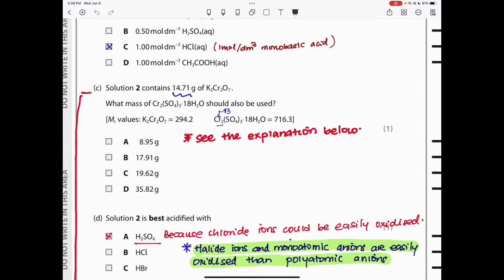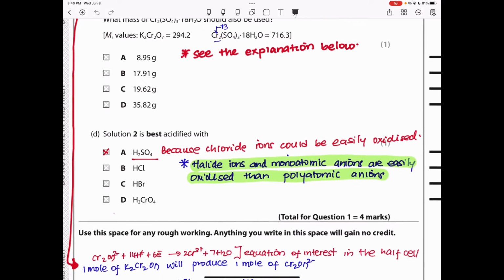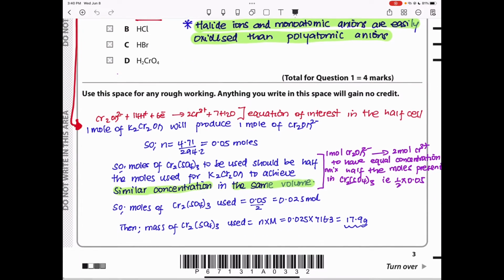So we go to the next part. Solution 2 contains 14.71 grams of potassium dichromate. This is solution 2 in the dichromate chromium 3 half cell. Then they ask what mass of chromium 3 sulfate, and they give you the number of moles of water, should be used in here. This is kind of a tricky question for some students, so I did my explanation down there below. All we need to know is the equation for the reaction. So I want to show you down here where I wrote my full explanation.